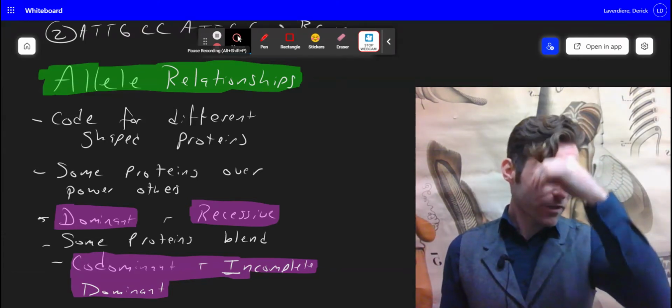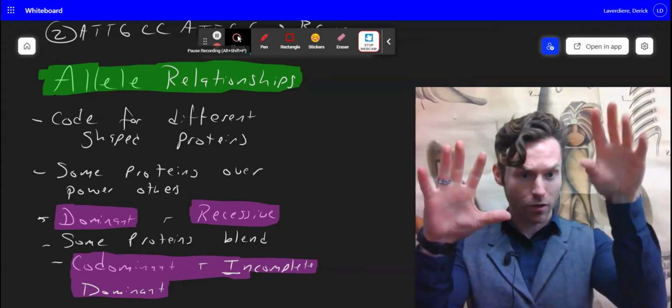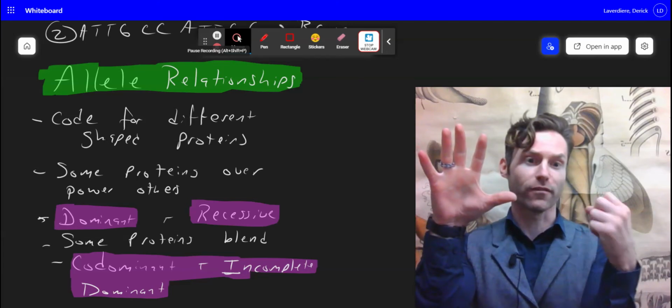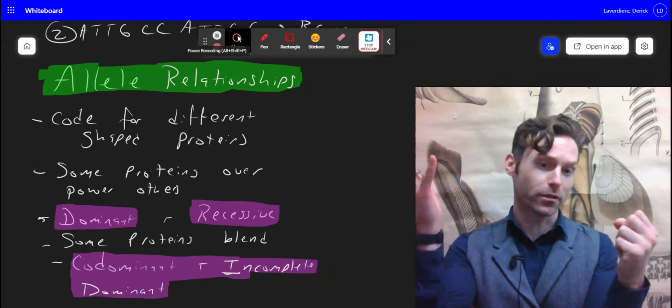Now, sometimes recessive alleles are hidden because the coding doesn't make any protein at all. It's just a nothing. And so I have brown and I have nothing. So that will always be dominant.